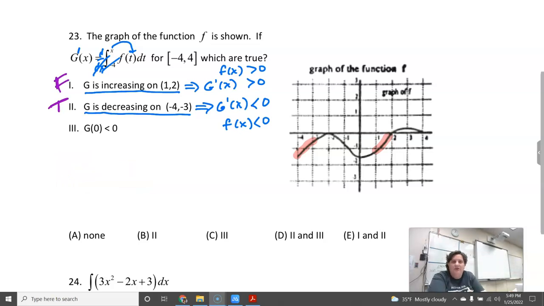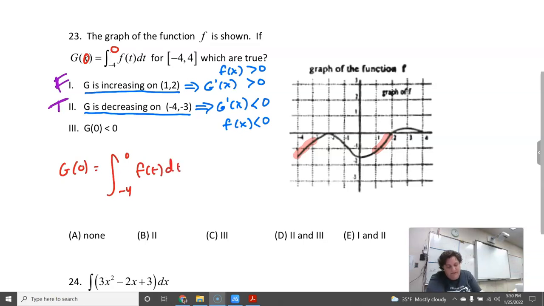Now, this last part, it just says, is G of 0 less than 0? So I don't have to do a G prime because it's not increasing, decreasing. It's just saying, what is G of 0? So come back up here. And you guys, what is G of 0? That means I'm going to put a 0 right there. So G of 0 is the integral from -4 to 0 of my function.